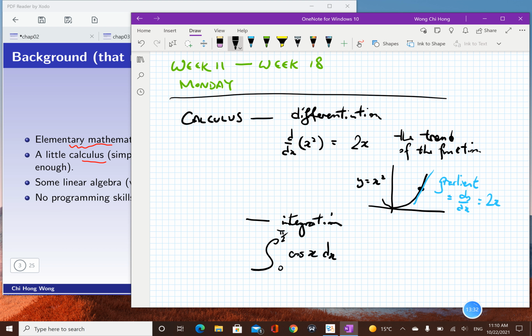to pi over 2. I understand that many people are still using degrees for angles, but mathematically we should have moved on to radians. So you use pi over 2 for 90 degrees, pi for 180 degrees, etc. So that cosine of x integrates and becomes sine of x. And then when you put your 0 and your pi over 2 in there, it gives you your 1. That sort of thing.